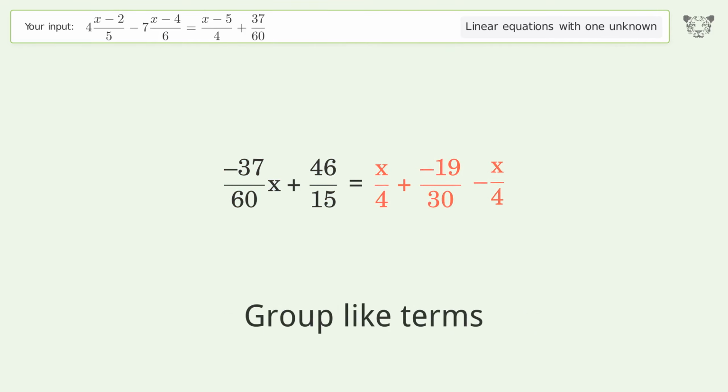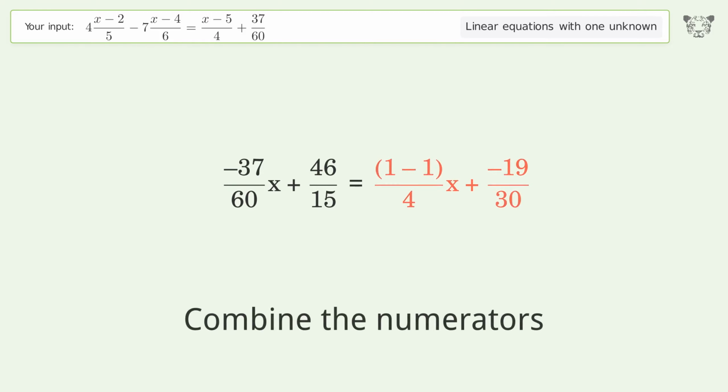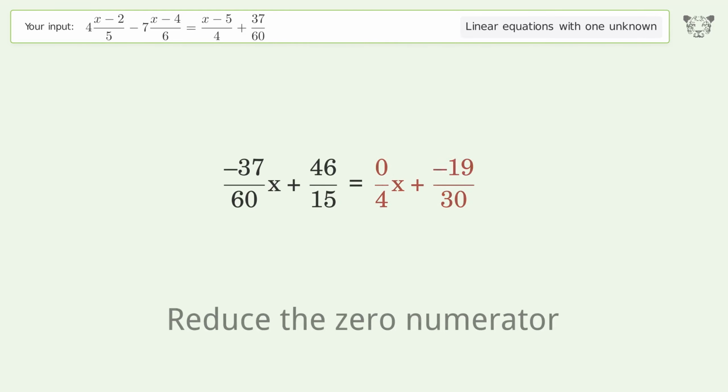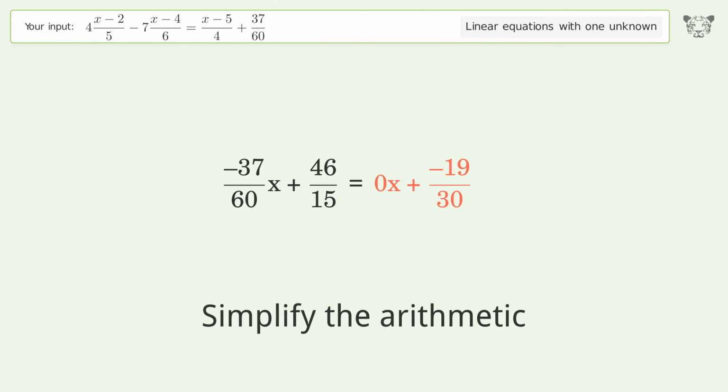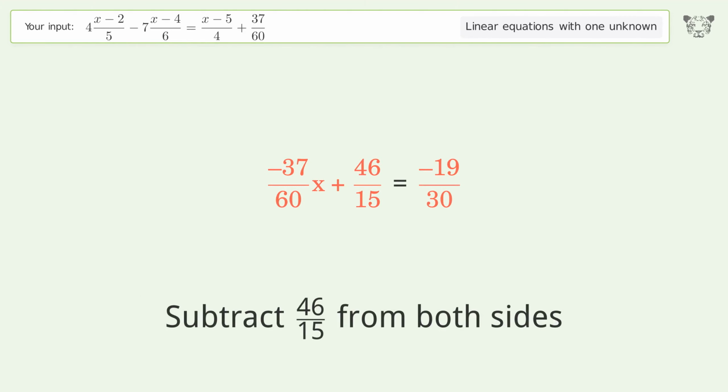Group like terms. Combine the fractions. Combine the numerators. Reduce the zero numerator. Simplify the arithmetic. Group all constants on the right side of the equation. Subtract 46/15 from both sides.